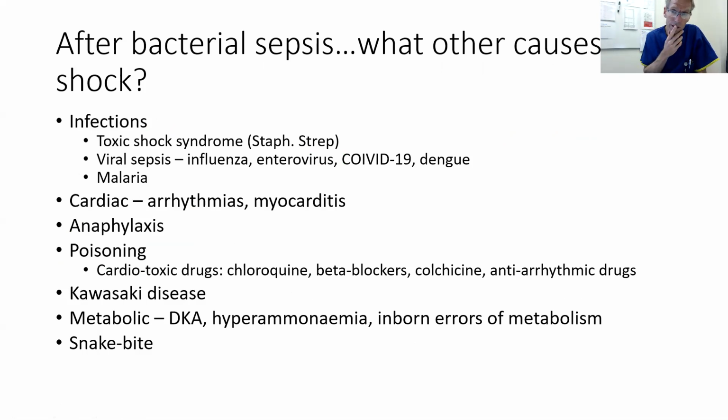I'll talk about this in another lecture, I think, because today we're just talking mostly about fluid and rehydration and electrolytes. But when we see a child with shock, we've got to think, is it a bacterial infection or a viral infection or something else like malaria? Or is it a cardiac shock? Or is it anaphylaxis? Or is it poisoning? Or is it some other unusual cause of shock like Kawasaki disease or some metabolic problem or some toxin or a bite that can cause shock?